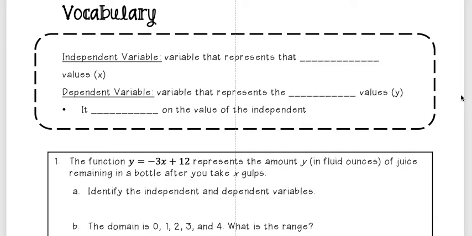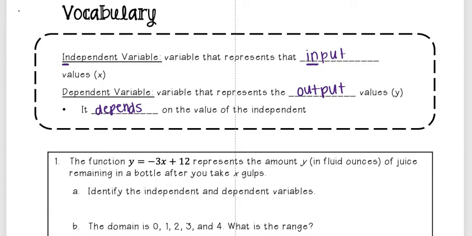Okay, so for this last video, we are going to be talking about independent and dependent variables. So for the first one, an independent variable is the variable that represents the input values x. So you can remember it, they both start with in: input, independent. And a dependent variable is a variable that represents the output values of y. You can think of it as it depends on the value of the independent.